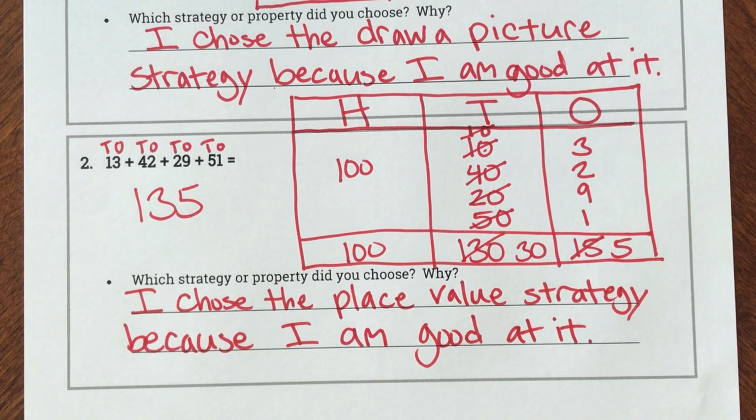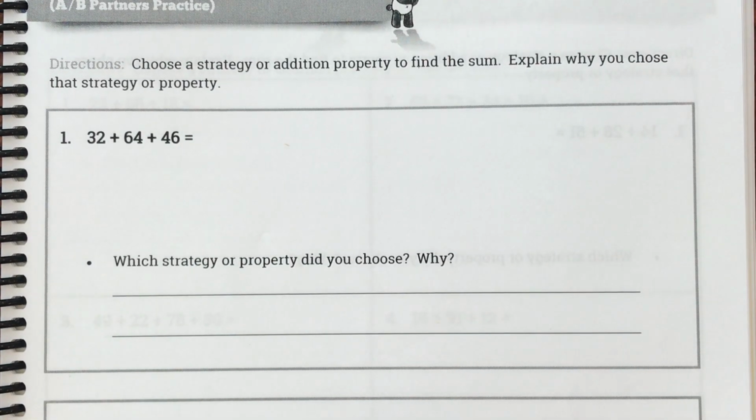Okay, so boys and girls, let's do some of these together. Now, when we do them together, you're going to do the strategy that I choose because we're doing them together, but when you do them on your own, you can choose a different strategy if you would like. Okay, so we are on page 254, and our first problem is 32 plus 64 plus 46.